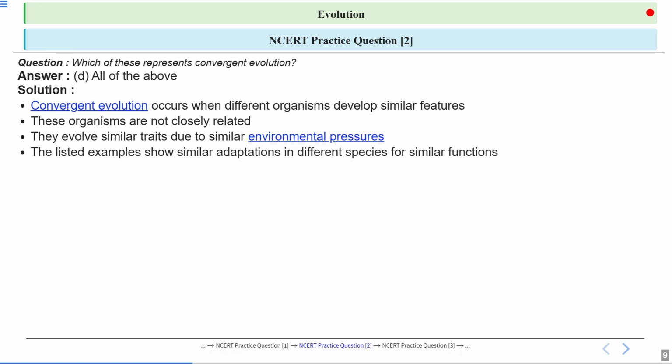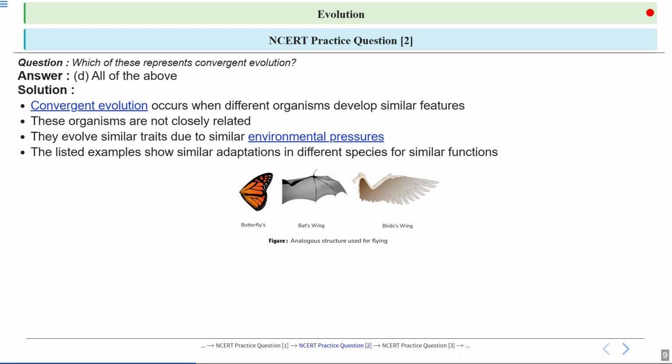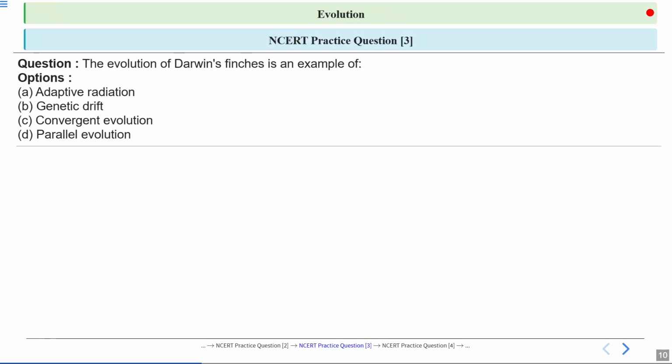Now let's understand this with the help of examples. Convergent evolution leads to the formation of analogous structures. Analogous organs or structures have functional similarity, but their structure and origin are different. For example, butterfly wings, bat's wings, and bird wings. Their structure and origin are different, but their function is the same, which is flying. Clear? Now let's move on to the next question.